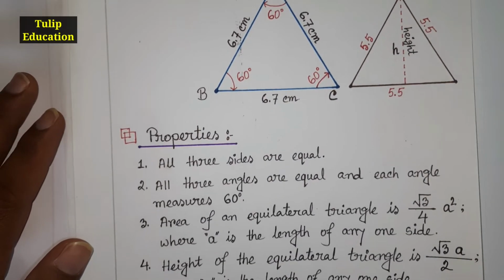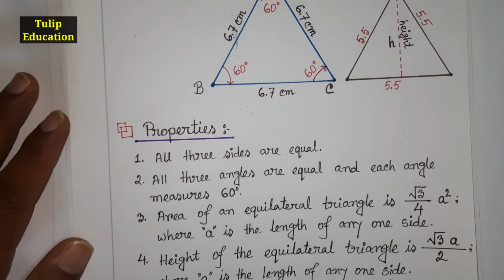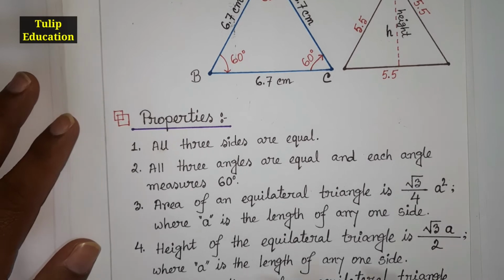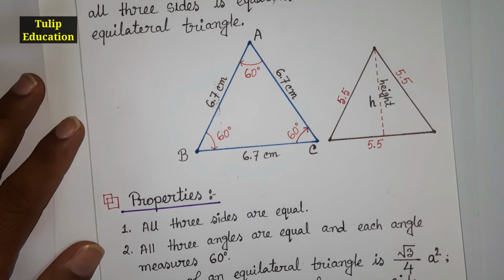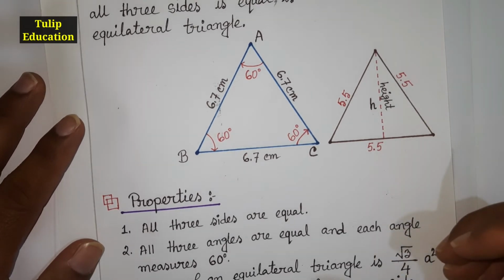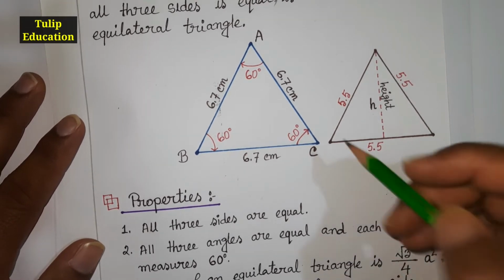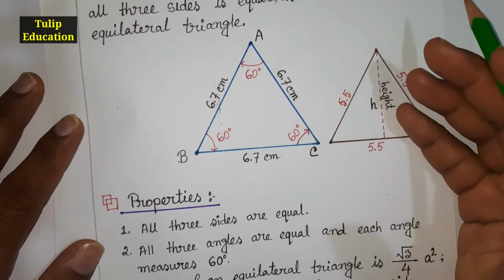So, what are the properties of equilateral triangle? Number one, all three sides are equal. As you can see from the definition, the length of all three sides has to be equal.